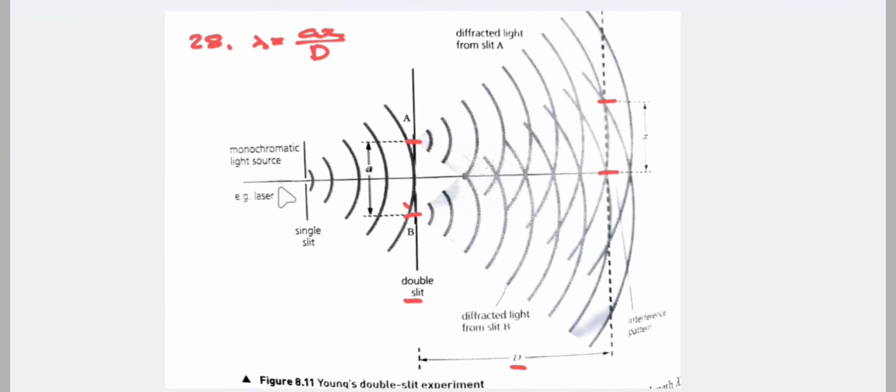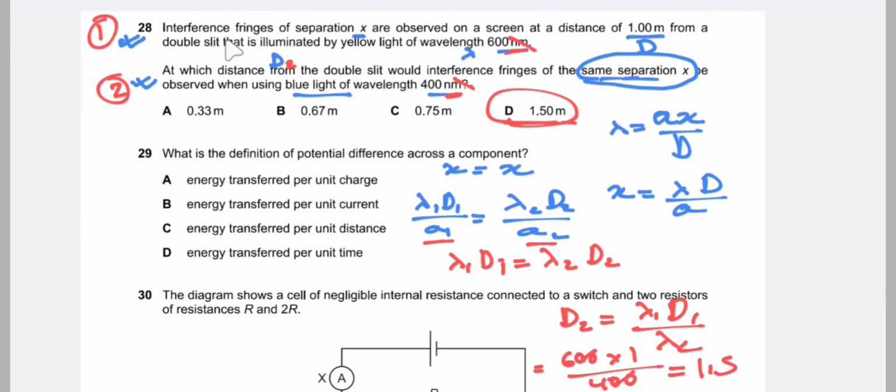So again, if we just revise, this is a, the distance between the double slits. This is x, the separation between the fringes. This is d, the distance between the double slit and the screen. So lambda is equal to ax by d. For this question, we are given two conditions, so we can use the formula lambda is equal to ax by d. Here they have the same separation x, so we can equate x for the second condition with x for the first condition. If we make x the subject of the formula, then we can solve this. After making x the subject, we equate lambda 1 d1 by a1 is equal to lambda 2 d2 by a2.